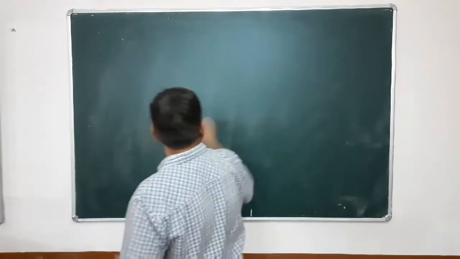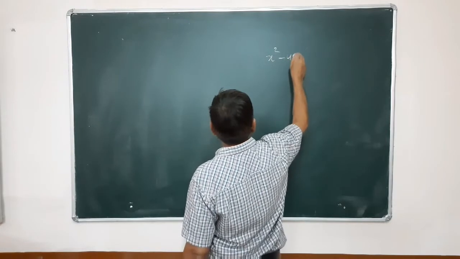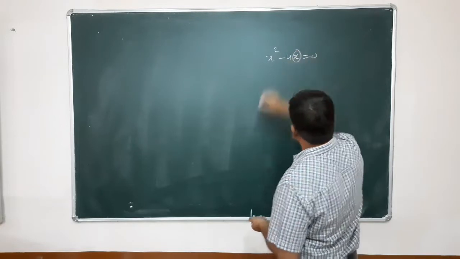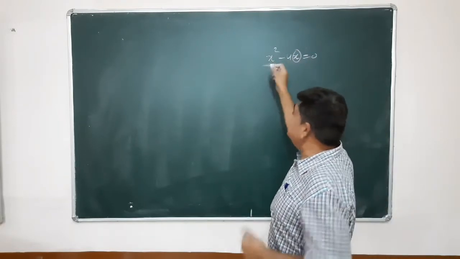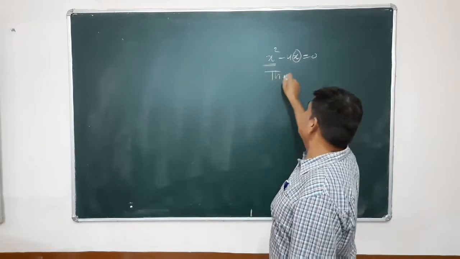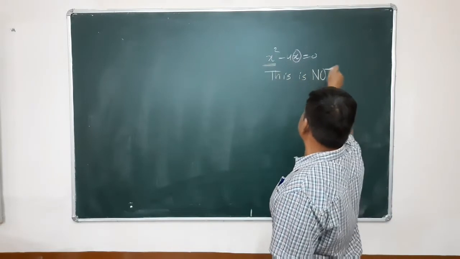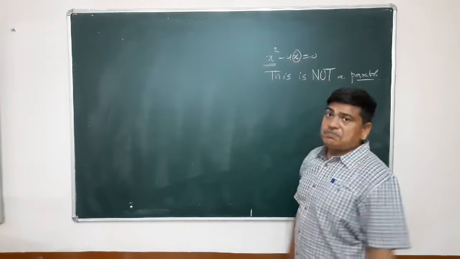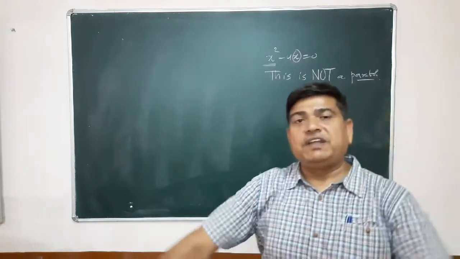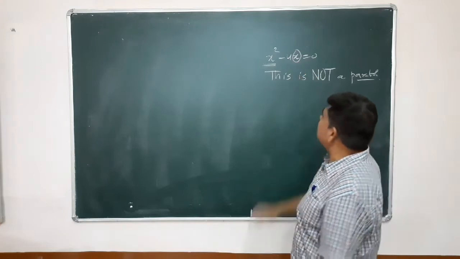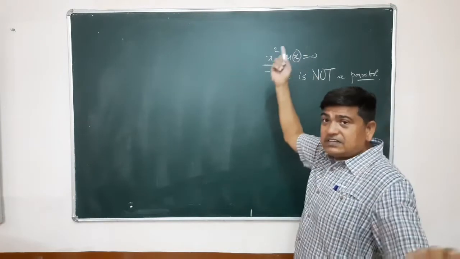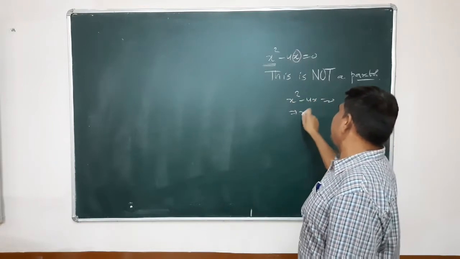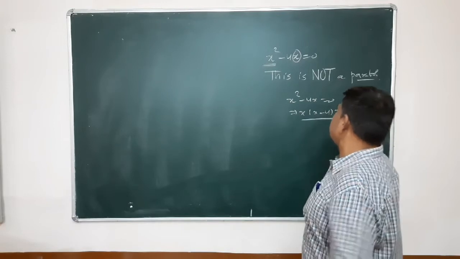Suppose I write x square minus 4x equals to 0. Look at the variable. It is x, it is not y. The single term is x square, it is a perfect square. This is not a parabola. The variable must be y here in the xy plane. Then it will be a parabola, otherwise not. Then what is this? A pair of lines. You can say x square minus 4x equals to 0, then x into x minus 4 equals to 0. Two linear factors.